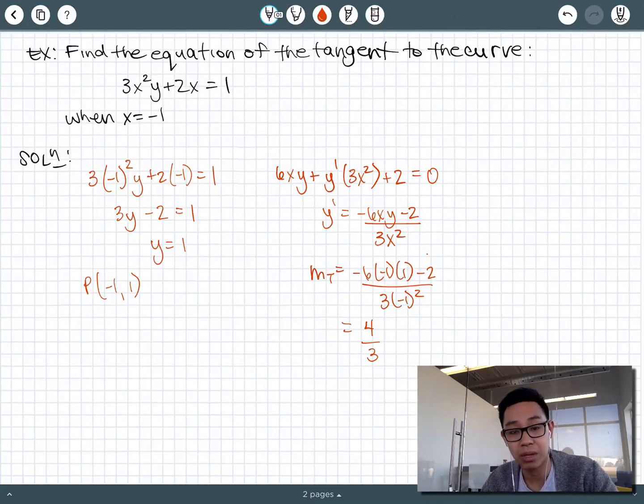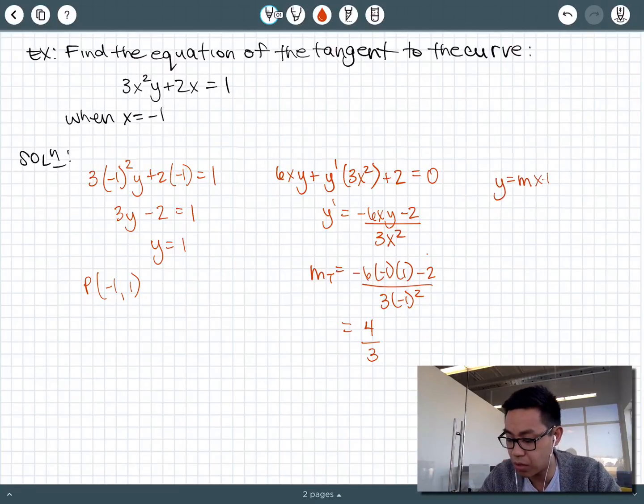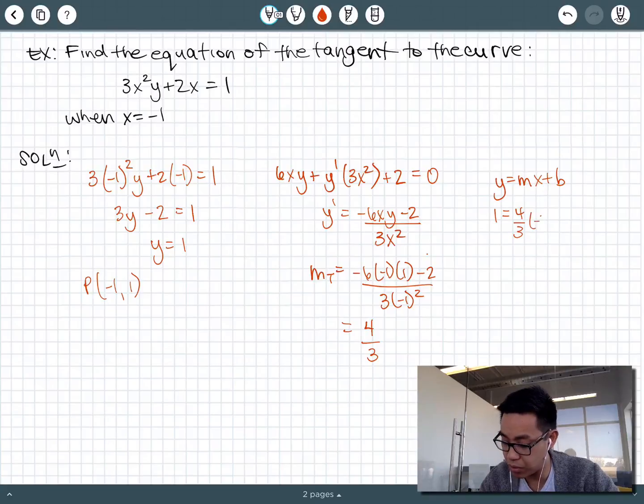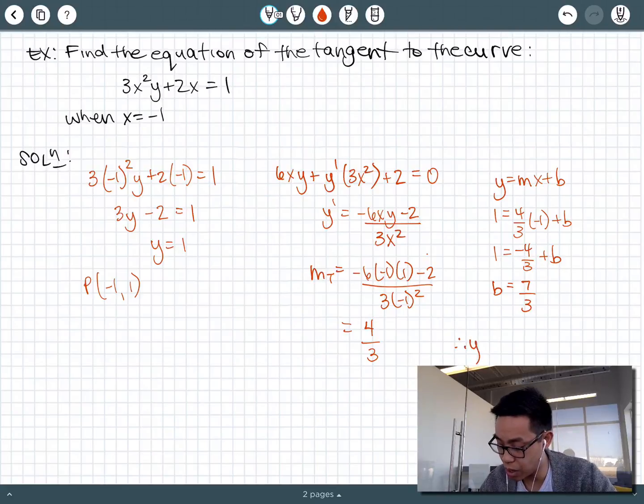I have my slope, I have my point, so now I can sub it into y is equal to mx plus b and solve for b. In for the y, I'll put 1. In for the m, I'll put 4/3. In for the x, I'll put -1, and I'll leave b and solve for it. I get 1 is equal to -4/3 plus b. So I'll move the -4/3 to the other side by adding it. So 1 plus 4/3 is 7/3. So therefore, the equation of my tangent is y is equal to 4/3 x plus 7/3.